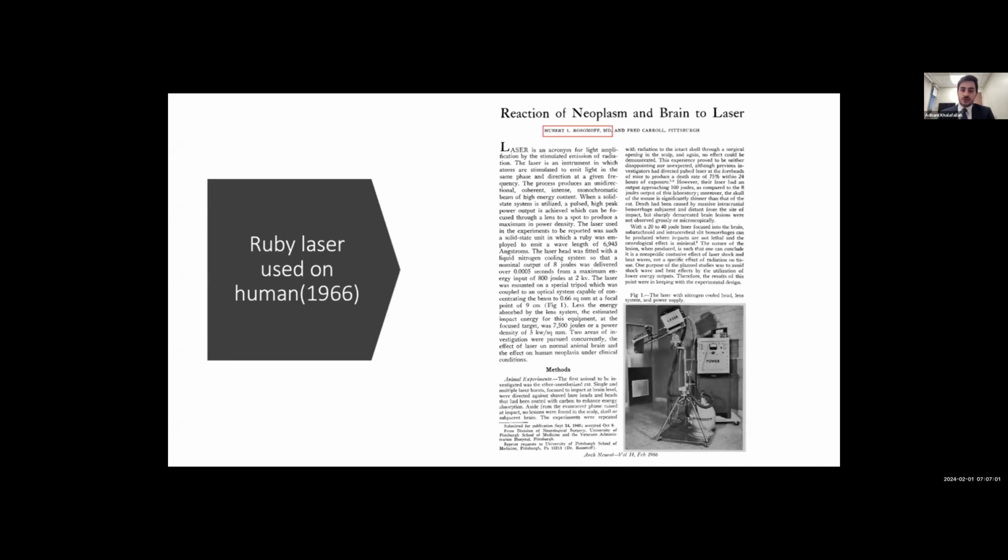So as I mentioned, Dr. Razumov, who we're all familiar with as a past chair, was actually one of the first people to use it on humans. In 1966, he published a JAMA article on the reaction of neoplasm membrane to laser. In this article, he had two patients with non-resectable brain lesions in whom he decided, with the family's agreement and so on, to use the laser. The outcomes were not good. Within a month of using the laser, the patients had died.